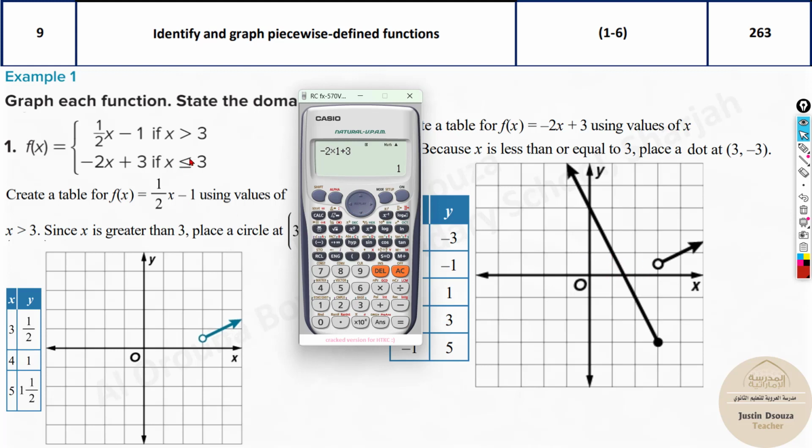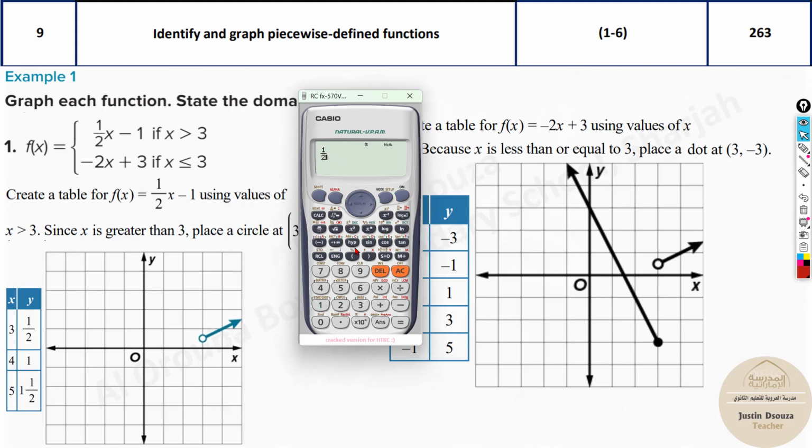Yes, correct. Choose another point. Say 0. Substitute 0 instead of x, it's 3. Is it correct? Yes. That means this graph is correct. There might be 2 options with the same graph, but this part might vary. So you need to choose the correct answer. So use this equation now. Now for the first equation, that's greater than 3.